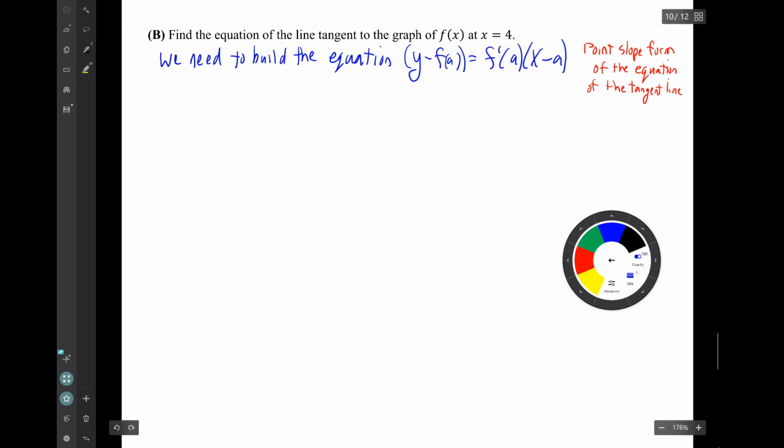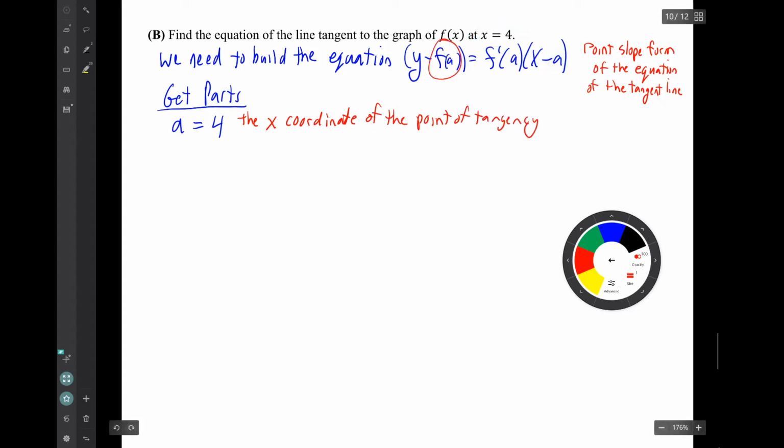We get parts. We have 3 things we need to get. A, f of A, f prime of A. A is the x-coordinate of the point of tangency. Well, we're given that. It's the number 4. F of A is the y-coordinate of the point of tangency. Of course, our value of A is the number 4. And what that expression means is to substitute 4 into the formula for f of x.